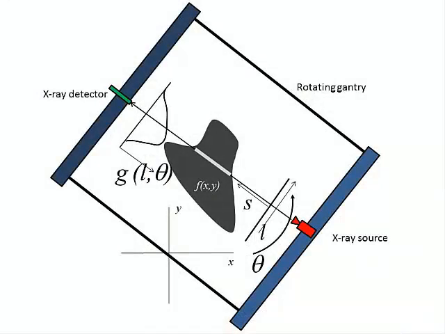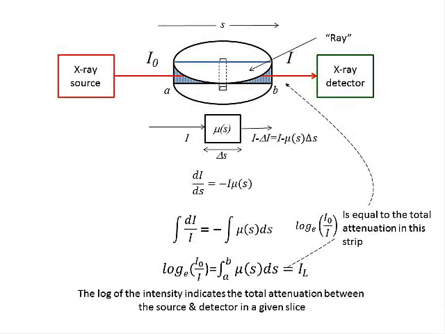This is the coordinate system of the scanner. The rotation of the gantry is theta. The traverse of the X-ray head along the gantry is L. The distance from the source along the X-ray beam is S, and the function measured by the detector is G of L and theta. We now have to consider what is being measured.